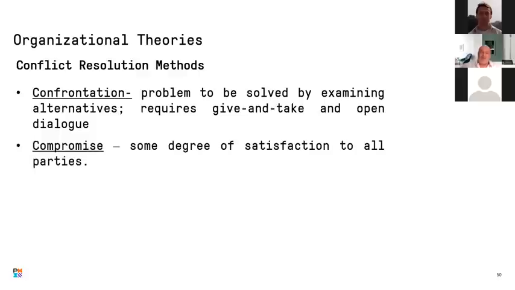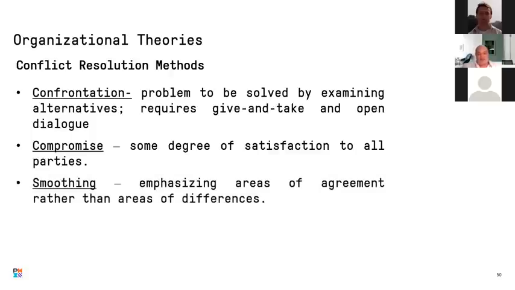The other one is compromise. It is some degree of satisfaction to all parties. So confrontation is, I'm going to discuss what is best here and what is best there, and I'm going to give and take between the two people. But compromise is, I'm going to take part of the first party, and another area of the second party, and I'm trying to make both parties happy, which is not usually a recommended thing, because when you are trying to make each one partly happy, you end up with something that is not necessarily the best way forward.